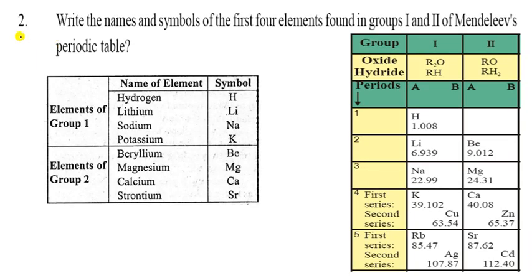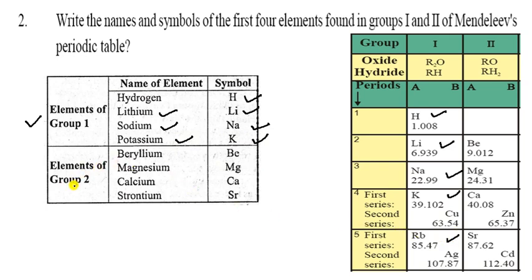Now let us see the second question. Write the name and symbol of the first four elements in the first and second groups of Mendeleev. This is the Mendeleev table, and these are the elements which are given in this table. In the first group, the first one is hydrogen. You can see here, and the symbol is H. Lithium, Li. Here is the second element, and the sodium, Na. It is here, and the potassium. This one is here, and the next one is the rubidium.